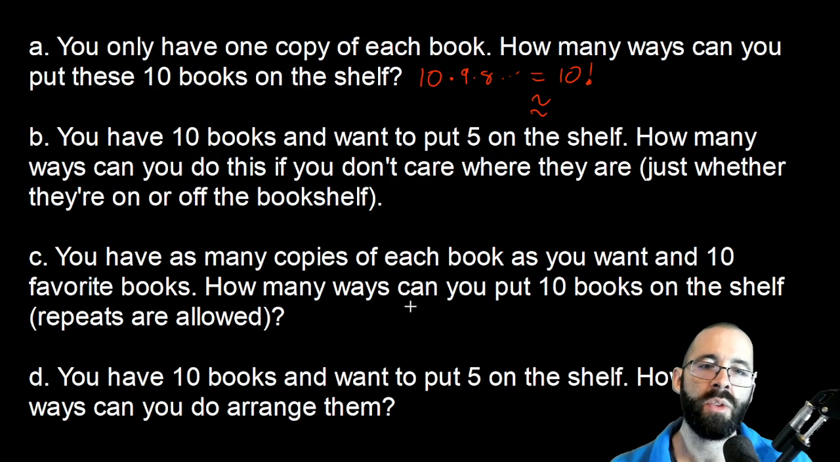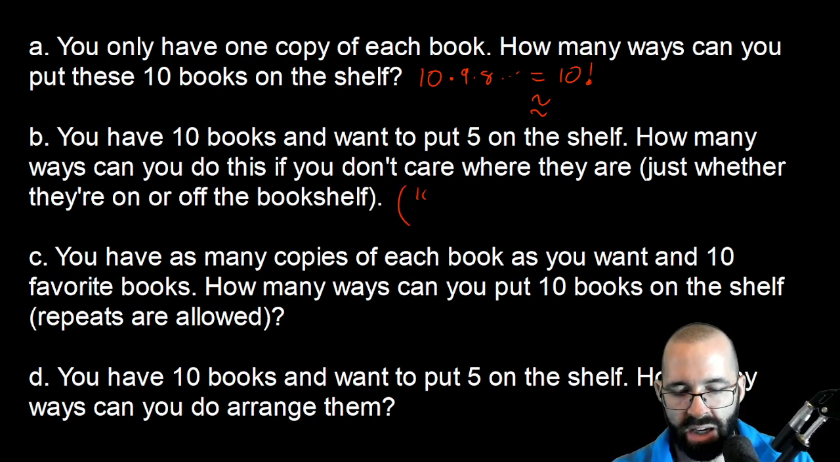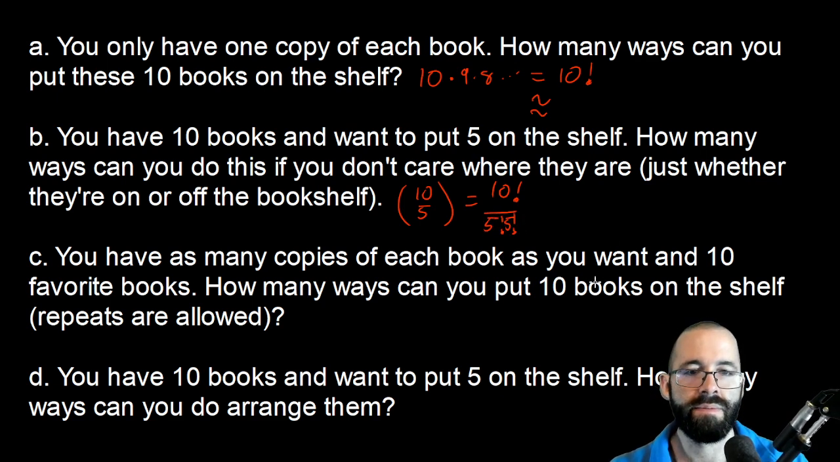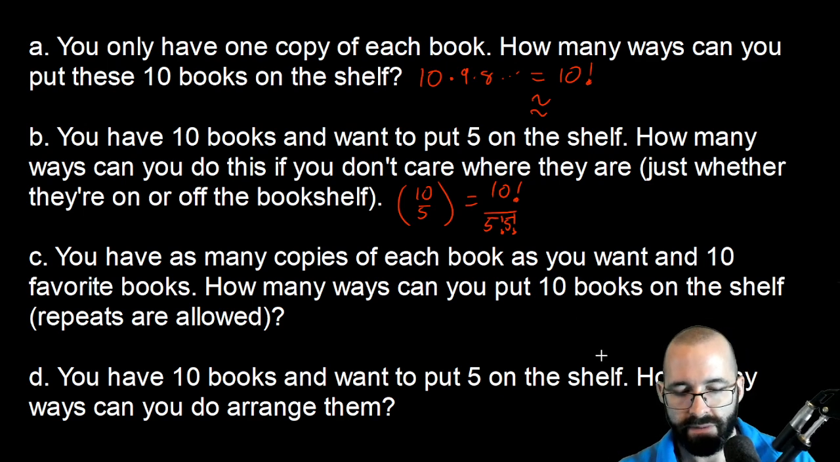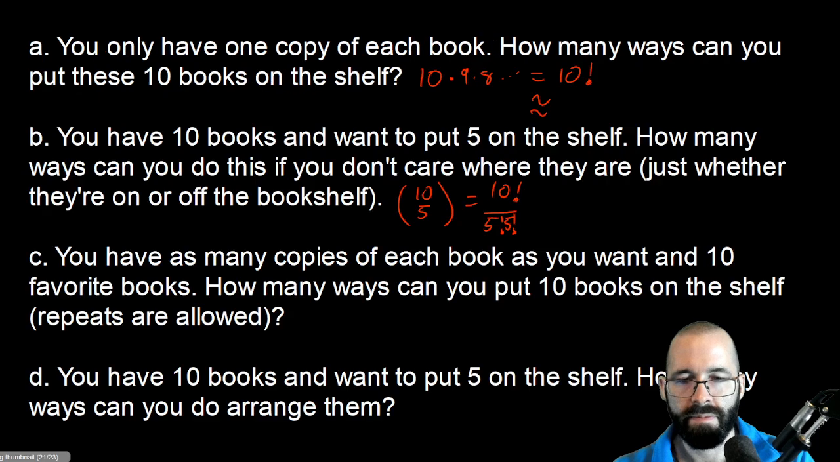Letter B, if you have 10 books and you want to put 5 on the shelf, how many ways can you do this if you don't care where they are? Just whether they're on or off the bookshelf. Oh, so the order doesn't really matter here. What matters is which 5 am I grabbing from my stack and putting on the bookshelf. That's going to be a combination. That's going to be 10 choose 5. We could calculate it using this formula. All right, and that's going to be a smaller number, right? Because it's still 10 factorial, we're just dividing by 5 factorial twice. So letter B is going to be combinations.